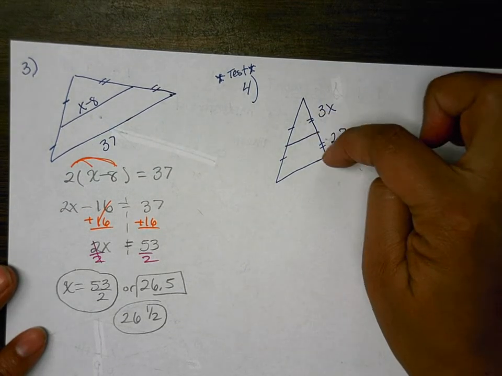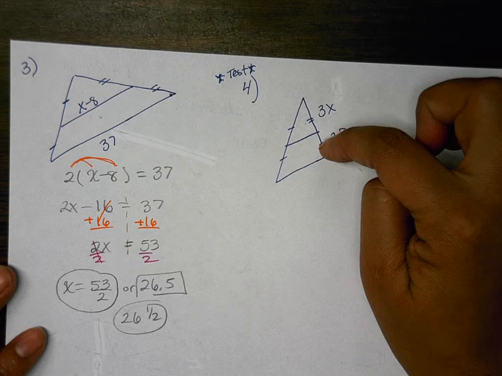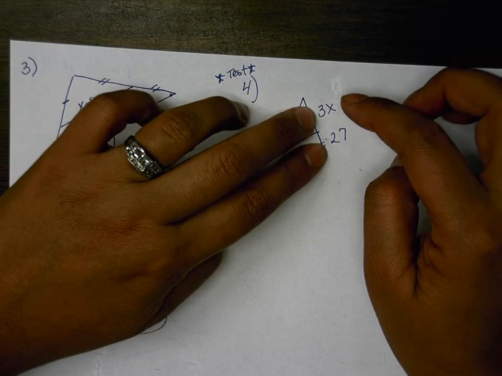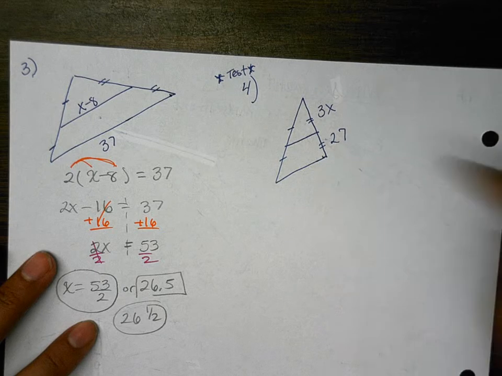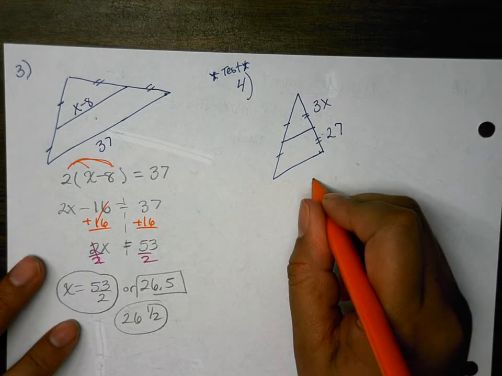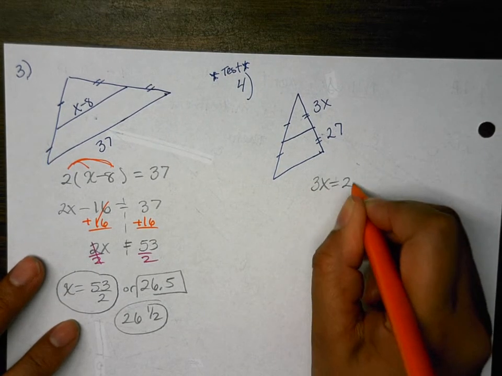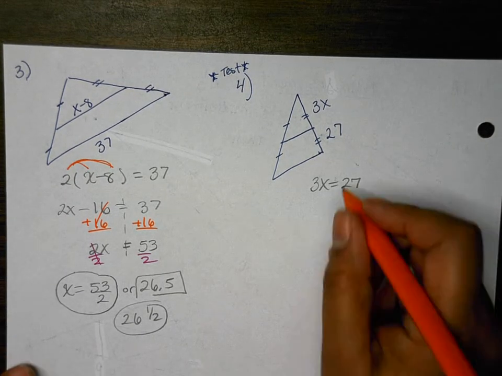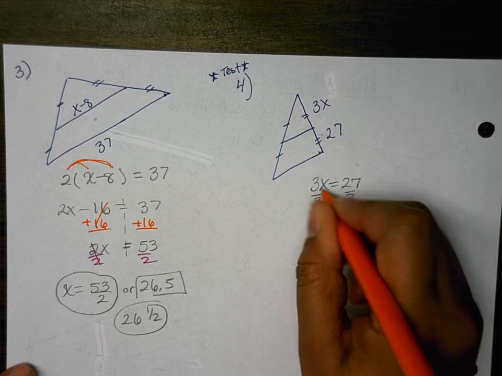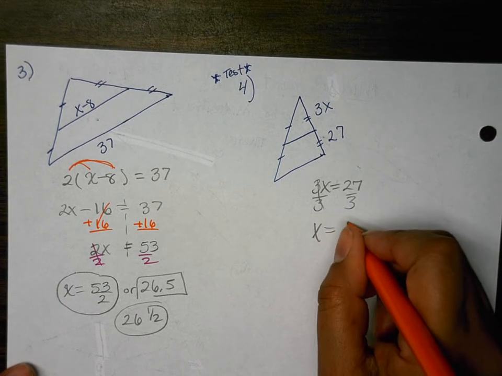What do these 2 markings mean? So what if they didn't give you the markings and they said this is the mid-segment? Should you still know they are congruent? What's the equation going to be? 3x. Good job. 3x equals 27. No doubling, because you're not dealing with the midsegment, you're dealing with the side lengths. Divide and divide, what does x equal?